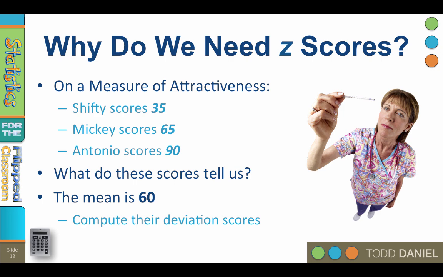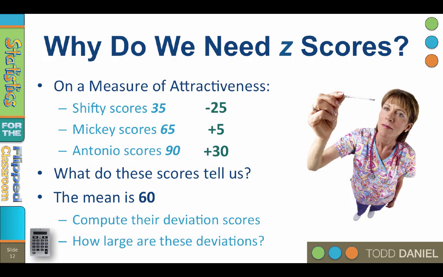For each guy, take his score and then subtract the mean of 60. Shifty, with his score of 35, is 25 points below the mean. Mickey, who scored 65, is 5 points above the mean. And Antonio, who scored 90, is 30 points above the mean.